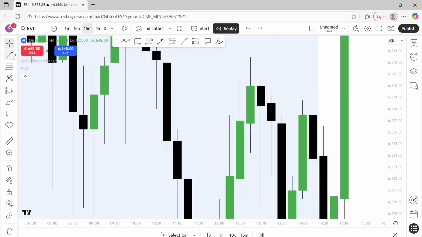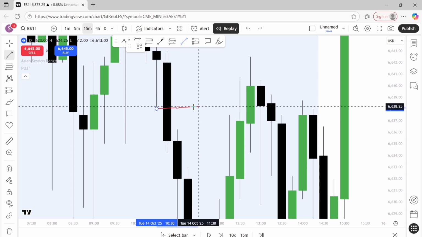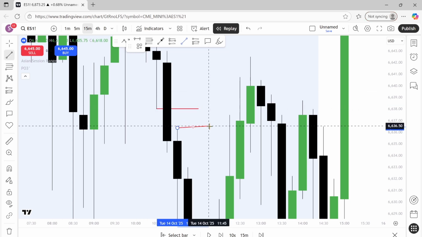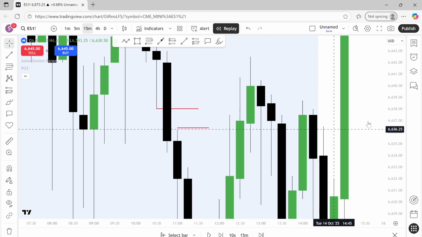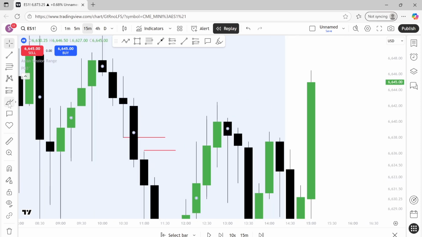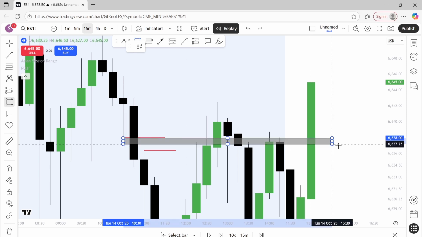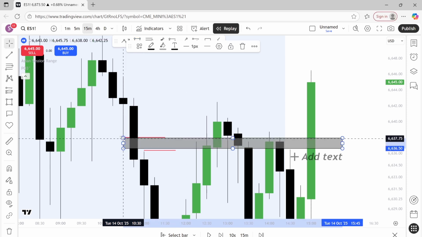What you can see is that there was a gap here. This red line and this red line, you can see there's a very clear gap. We call this a fair value gap in the markets. So our key level, we don't do it like this, right? This is wrong. We take the candle before.